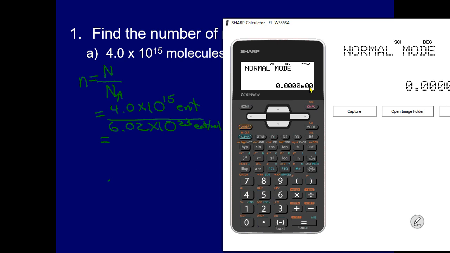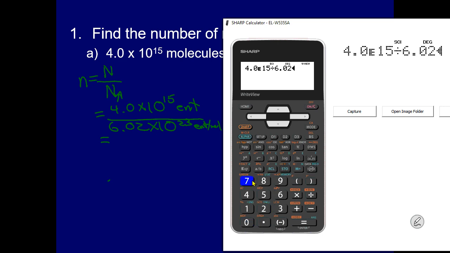Now notice it forgot what my calculation was. Now it's in scientific notation. It's got an E on it. I'm going to recalculate. 4.0 exp 15 divided by 6 point, oops, forgot the point. Can I go back? You bet I can.